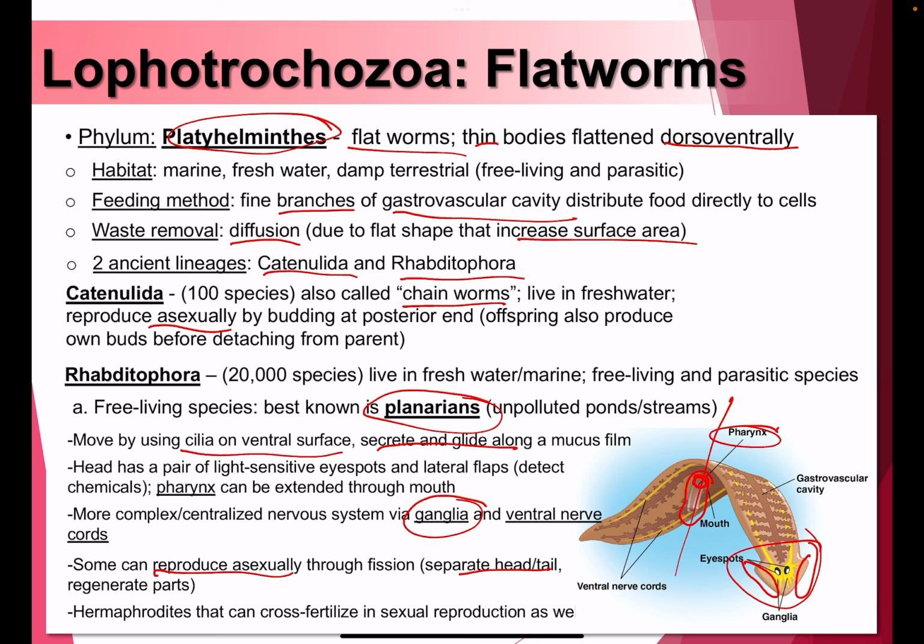But they can do sexual reproduction as well. They are also hermaphrodites, just like cnidarians, just like the sponge, and they can cross-fertilize, just as I talked about with the sponge in sexual reproduction.